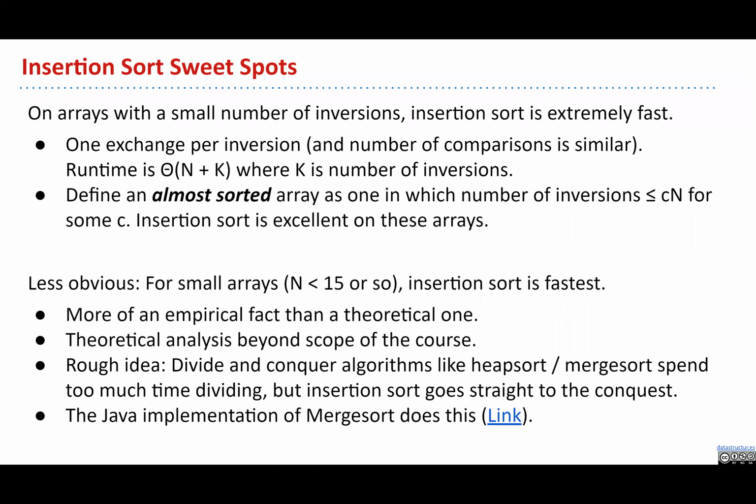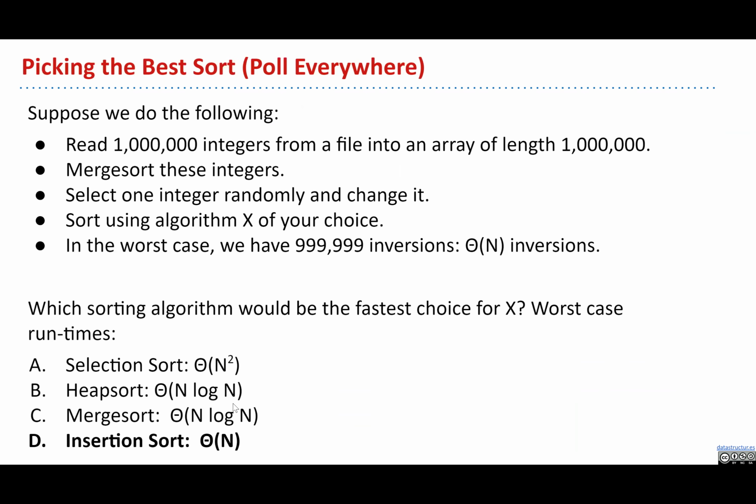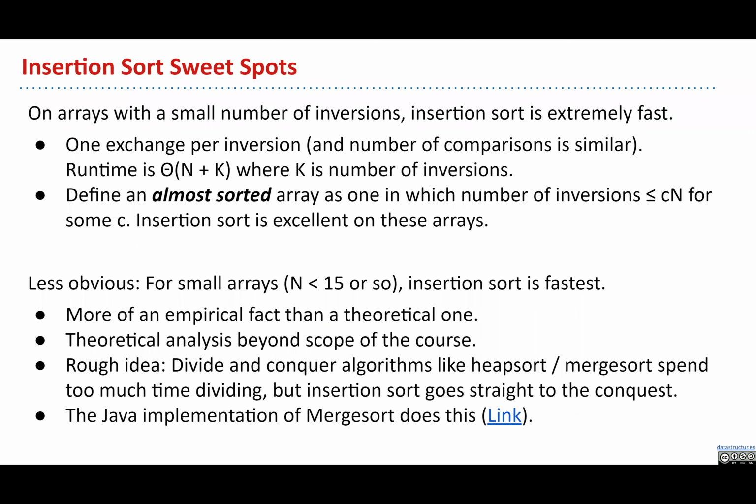And so what will end up happening is it's going to be exactly one swap or one exchange per inversion. So here we had 1, 2, 3, 4, 5 swaps. Is that right? Yes. So we did 5 swaps. There were 5 inversions. That's exactly how many swaps we do. And then the number of comparisons is going to be the number of swaps plus 1 per line. So it's about the same.